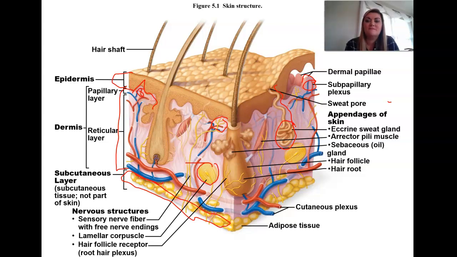Going down further, you'll have some that you find deeper, which I don't see in this picture. Those are referred to as the apocrine sweat glands, and those are the ones that are activated at puberty. So we'll talk about those later. They just create a musty type smell.